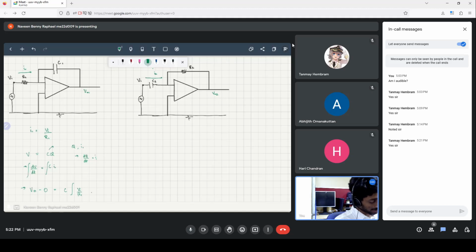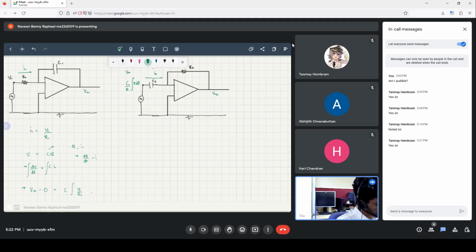The steps are once again the same. We know that this V input will be V01, and we know V01 is actually C by R into the integral of Vi dt. But we'll just call it V01 here for convenience.